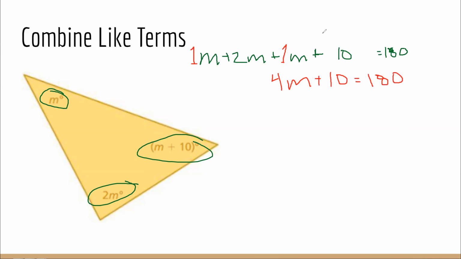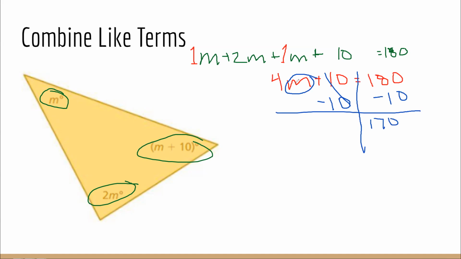Now we're down to a 2-step equation. So we're going to draw our line, and we're going to circle our variable, and then we're going to do our addition subtraction. That 10 is being added to the variable, so we're going to have to do the inverse, which is subtraction. When we subtract, we get 170, and we're still left with 4m.